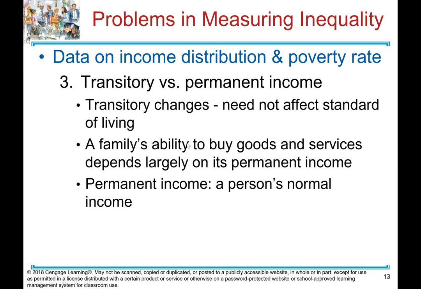Number 3, transitory versus permanent income. Transitory changes need not affect standard of living. A family's ability to buy goods and services depends largely on its permanent income. And permanent income is a person's normal income.